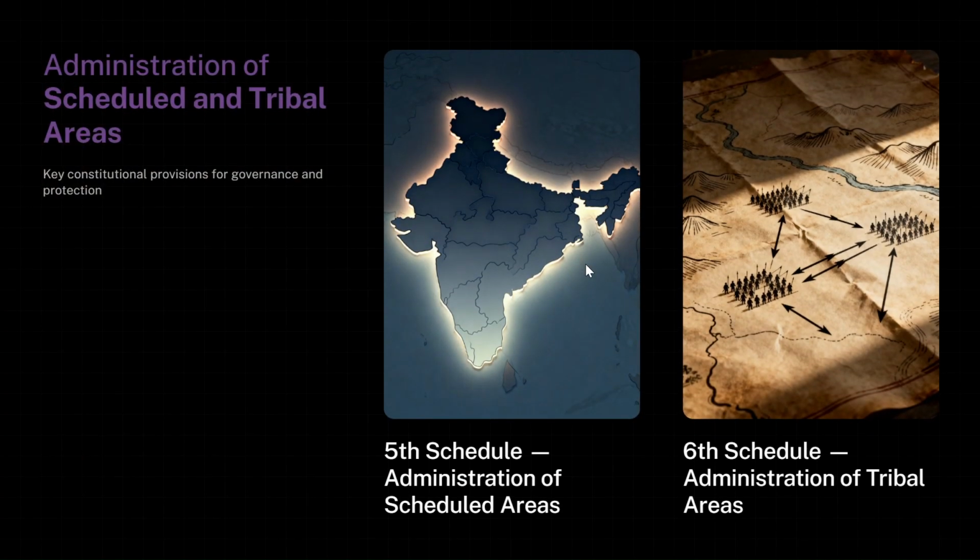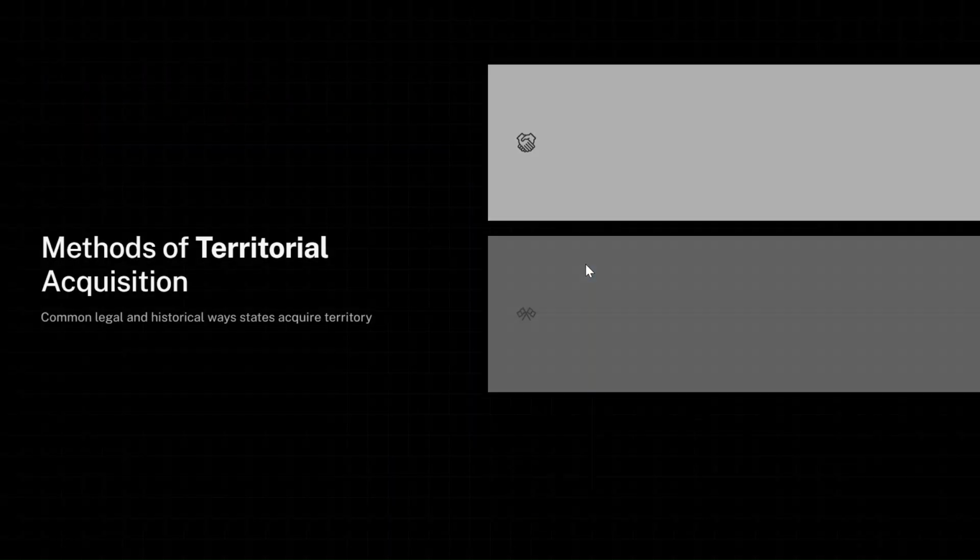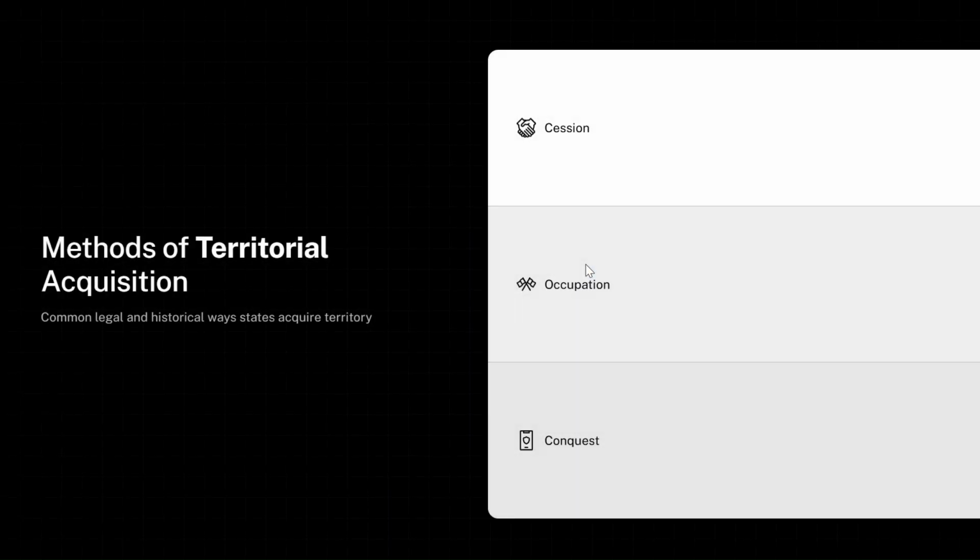We also have fifth schedule for administration of scheduled areas and sixth schedule for administration of tribal areas. We know that India can acquire territories by methods of secession, occupation, or conquest.